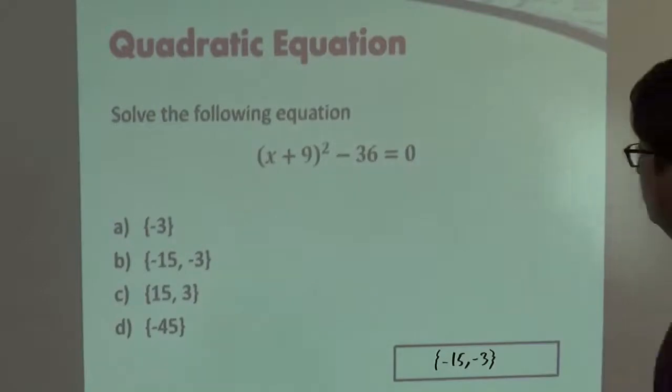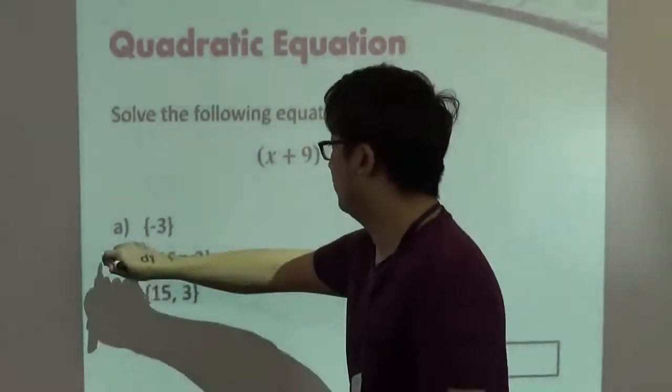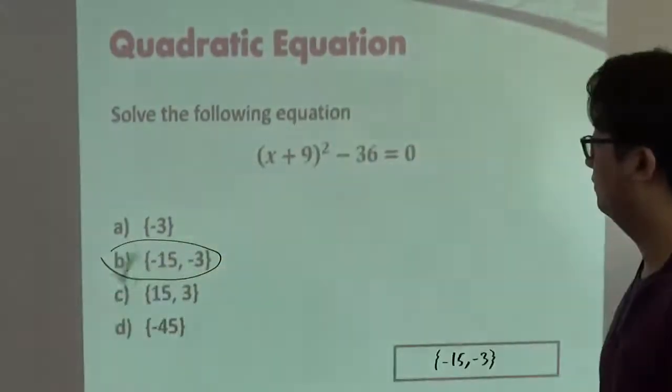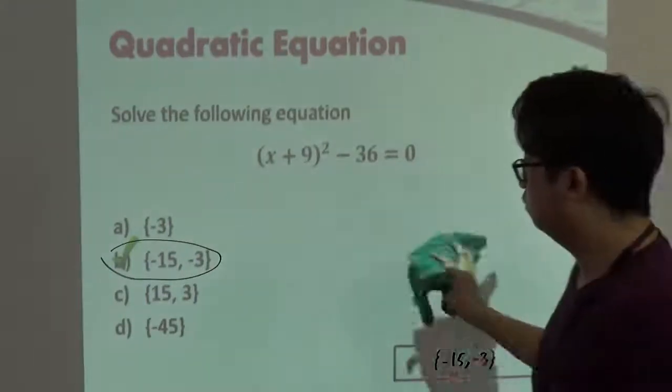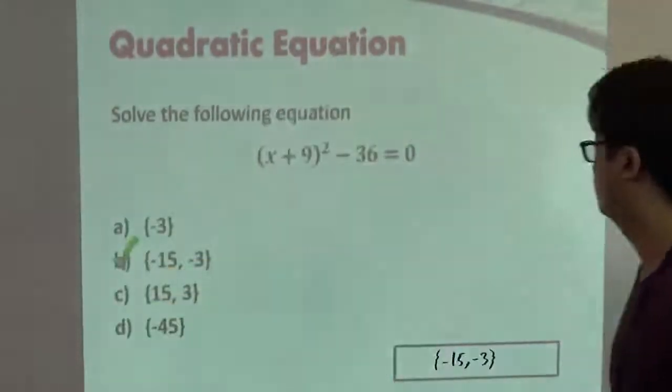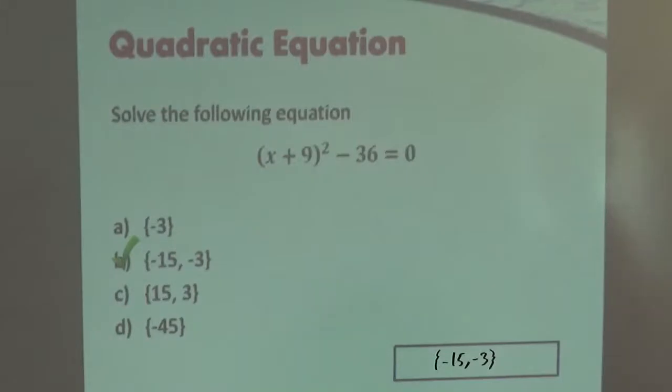So it should be negative 15, negative 3. Not sure why that one isn't showing up. There we go. Okay.